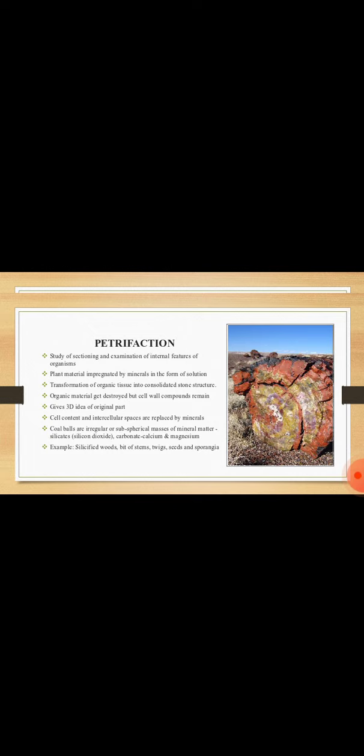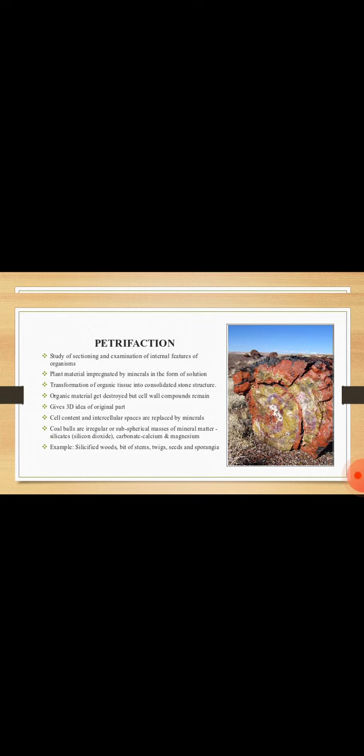Although the actual process of petrifaction is not very well understood, it is thought that the buried plant material absorbs mineral solutions like carbonate, sulfate, silicate, phosphate, etc. The infiltration is followed by precipitation so that calcium carbonate, magnesium carbonate, iron sulfide, silica, etc. get impregnated within the plant tissue. Silicified woods, bits of stem, twigs, seeds, sporangia and coal balls are some common examples of petrifaction.